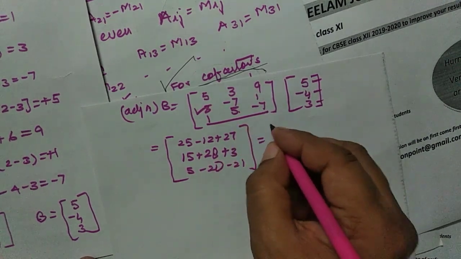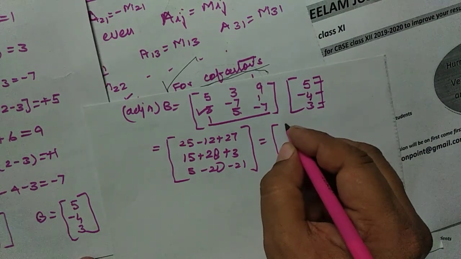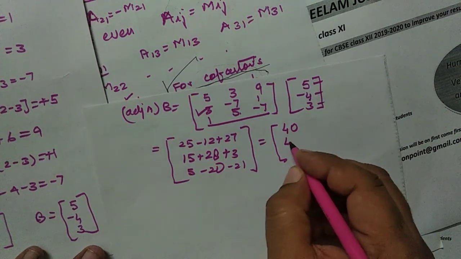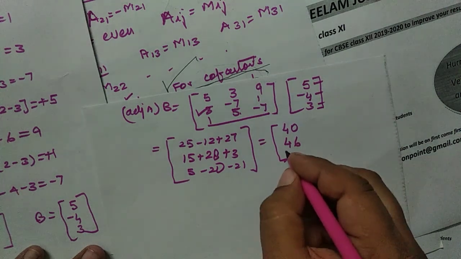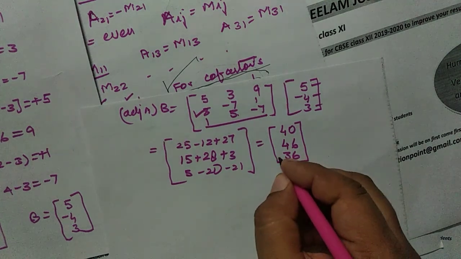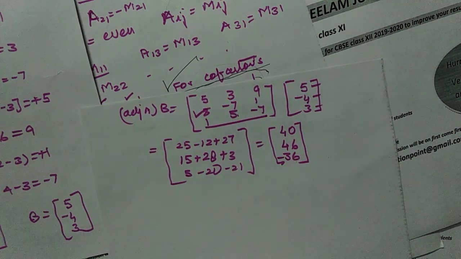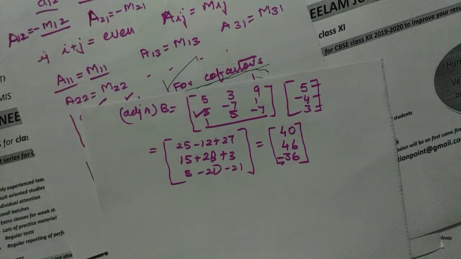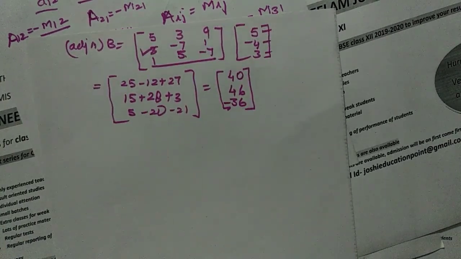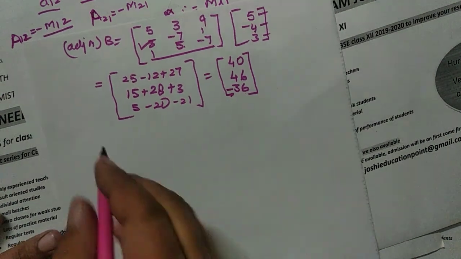So it is equal to 40, 46, minus 36. That way we got adjoint of A into B. You can check the calculation, as there are possibilities of calculation errors. Okay, so you can check it, but the method is the same. So we got it equal to 40, 46, minus 36. Now you get adjoint of A into B.